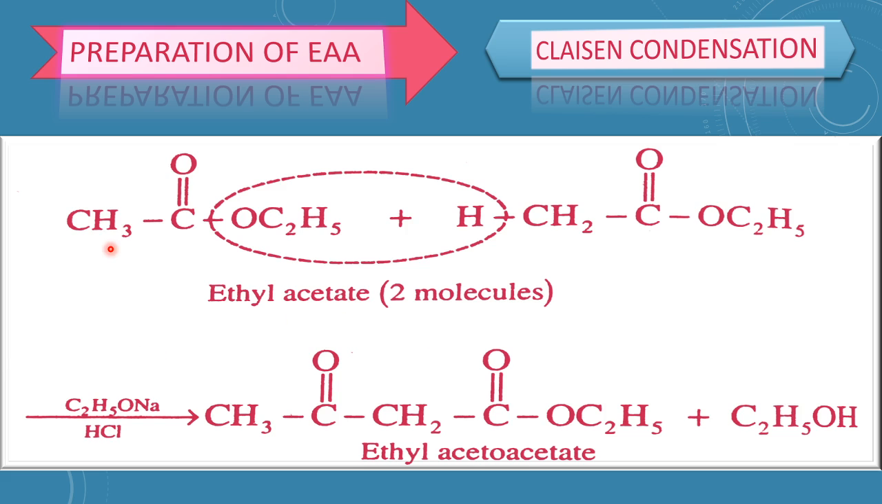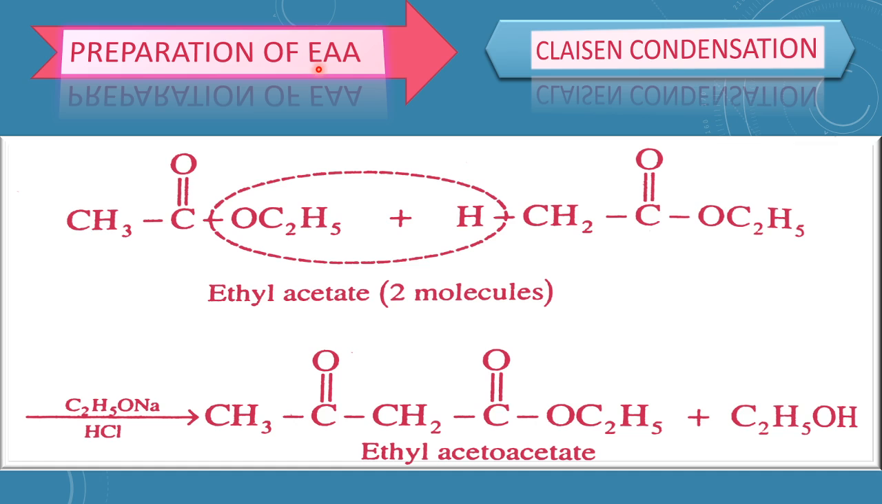Here see the example: CH3 C double bond O C2H5. This is ethyl acetate. Here is also CH3 C double bond O C2H5. Both molecules are the same, ethyl acetate. In the presence of base, here the base used is C2H5ONa. Sodium ethoxide is the base, and these condense to form CH3 C double bond O CH2 C double bond O C2H5, and the name of this compound is ethyl acetoacetate.